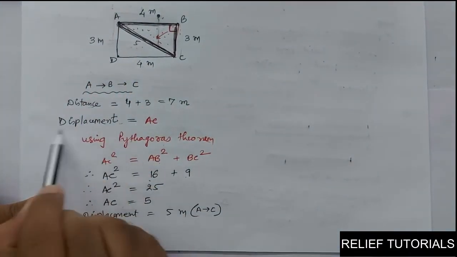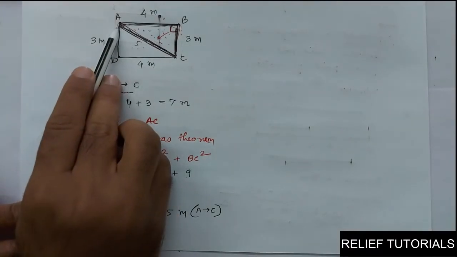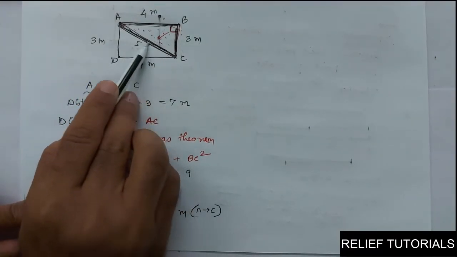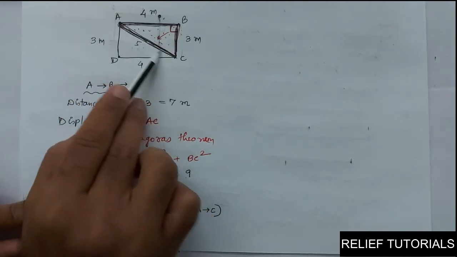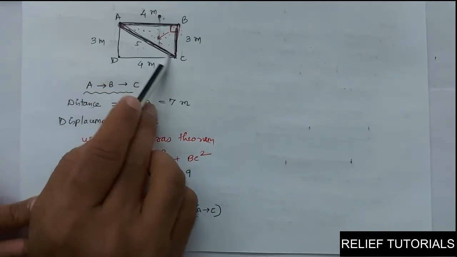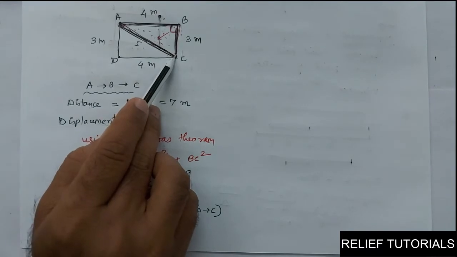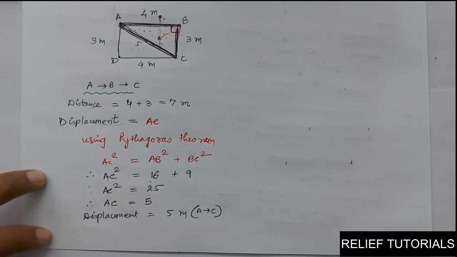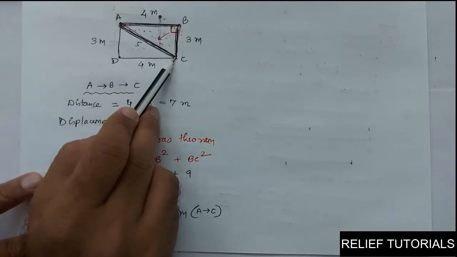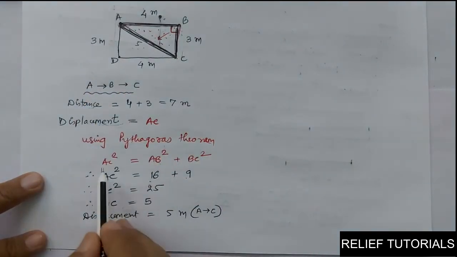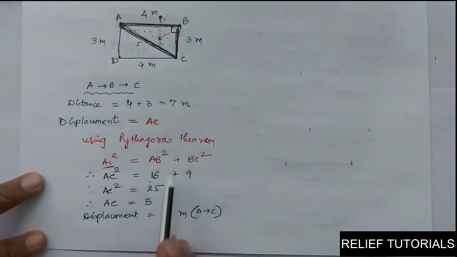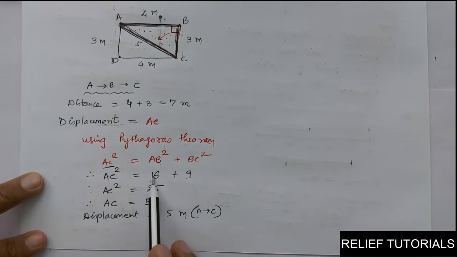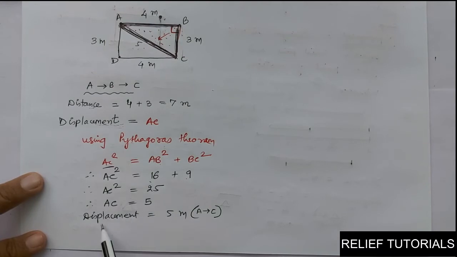Done. Now displacement means here this straight distance between initial point and final point, that is AC. This is displacement. So how can we find AC? Here AC is acting as a hypotenuse in this right angle triangle, so we have used the Pythagoras theorem. AC square, that is hypotenuse square, is equals to sum of squares of the other two sides, means AC square is equals to AB square plus BC square. So AB square is 16, BC square is 9, so AC square is 25, so AC is 5. Displacement we found as 5 meter, direction is from A to C.